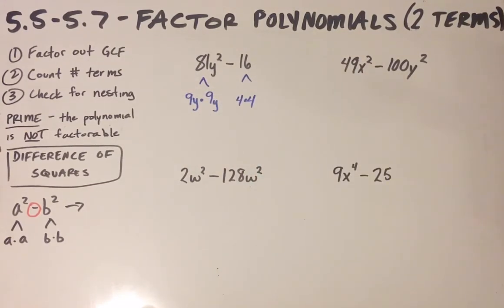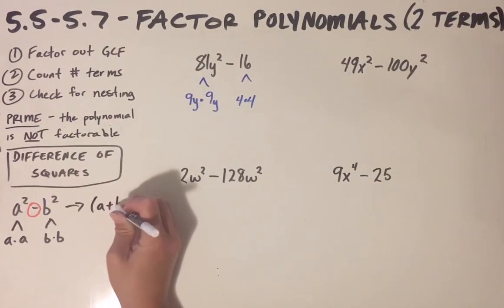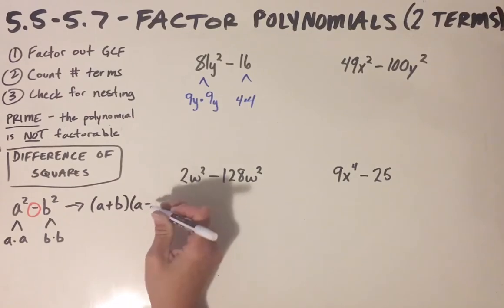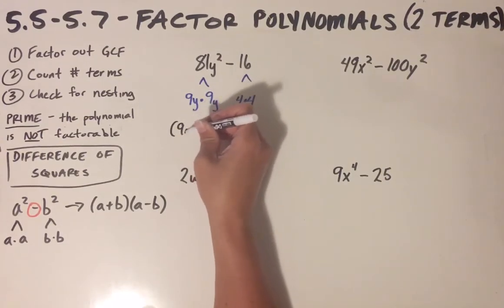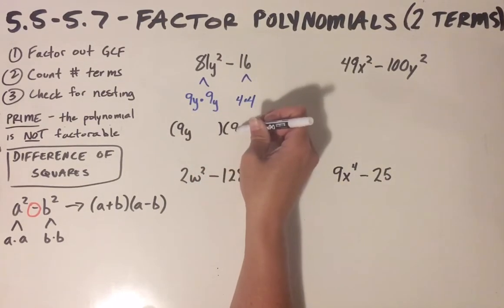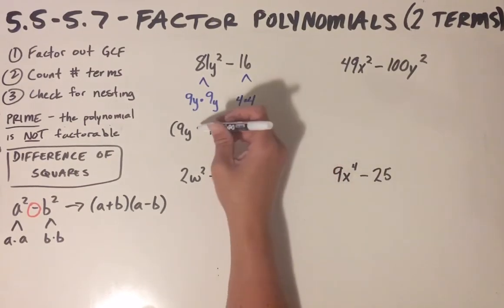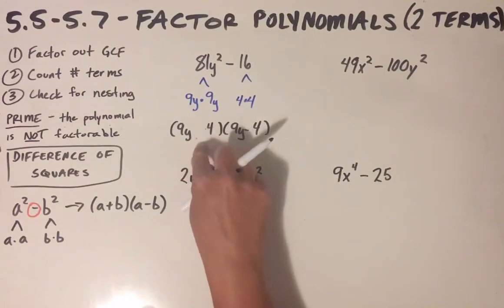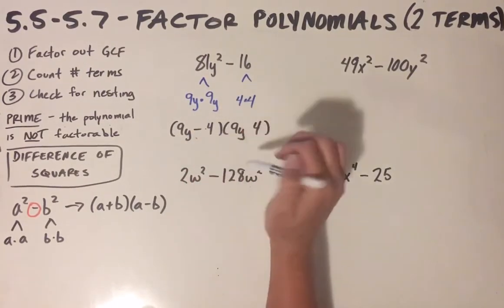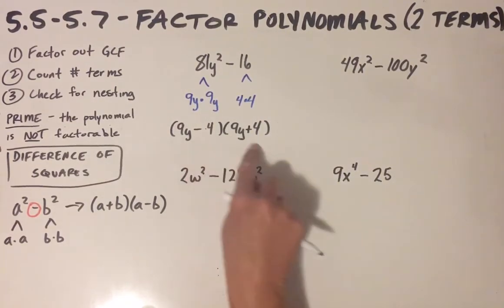And what I'm going to do is this is going to factor to a plus b, a minus b. Well, in this case, a is 9y, and b is 4. And this is just going to be a plus minus. Now again, I get a lot of people saying, well, what if I did it minus plus? That's totally fine. Doesn't matter what order those go in, as long as one is positive and one is negative.